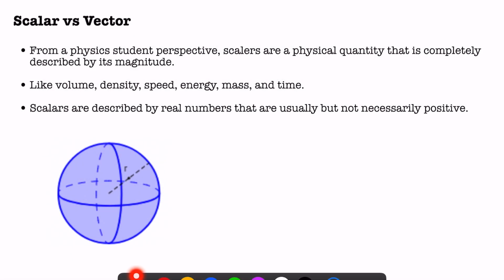Now from a physics student perspective, scalars are physical quantities that are completely described by their magnitude, like volume, density, speed, energy, mass, time, and so on. Consider this sphere, right? And it has a radius r. So the volume can be calculated as 4 by 3 pi r cubed using this formula, which will always be some number, let's say 5.6 cubic meters. So this is the magnitude of this volume, and so this is a scalar.